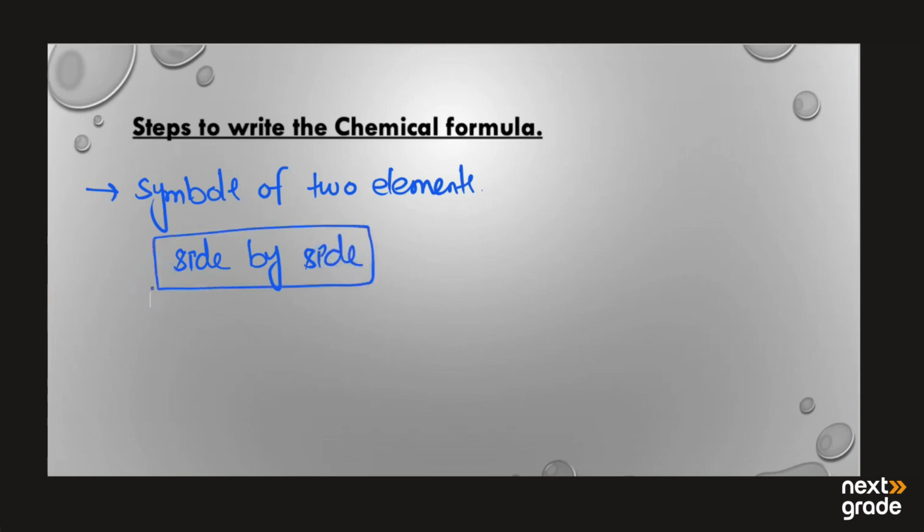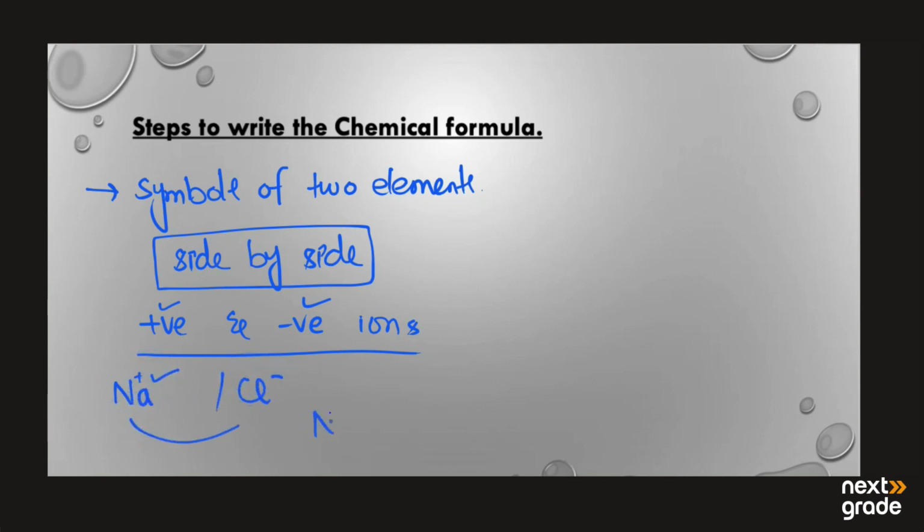Side by side means, for example, that we may have positive and negative ions. We will write the positive ion first, and after that the negative ion. For example, for sodium chloride, sodium is positive and chlorine is negative, so they must be written side by side, NaCl. This is the first step.